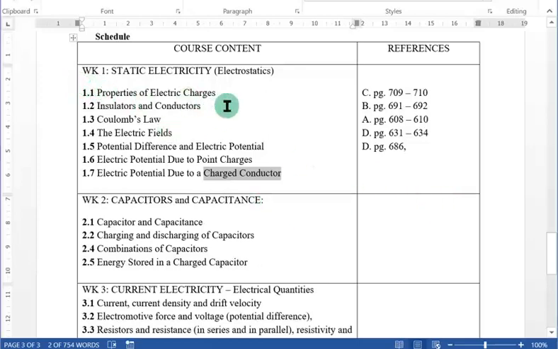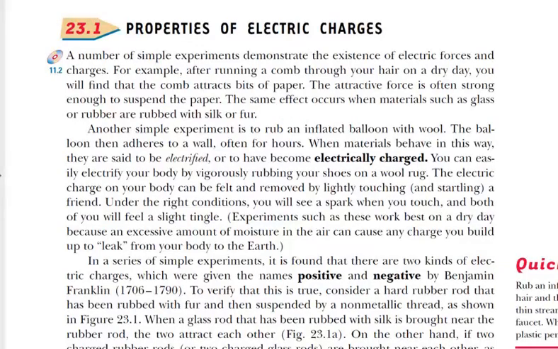That will be properties of electric charges. Okay, so the first topic will be properties of electric charges. This page you are seeing is coming from the reference textbook entitled Physics for Scientists and Engineers with Modern Physics by Serway and Beichner. You can turn to page 709 and you see this page.